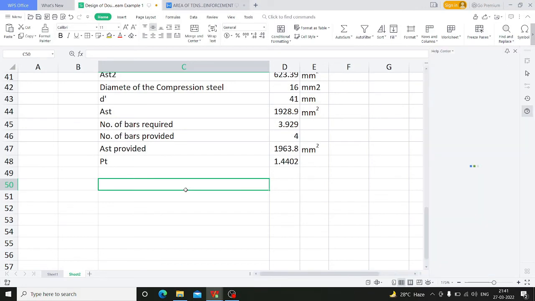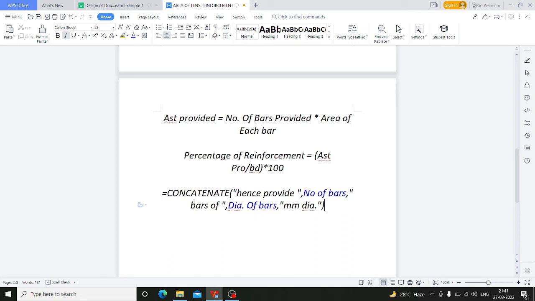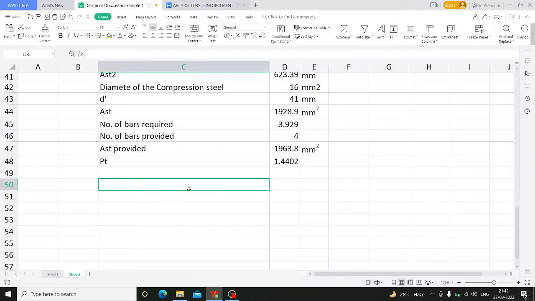After determining the tensile reinforcement, we have to write a statement indicating the number of bars and the diameter of the bar through the function of Excel. I will show you the formula. We have to use this concatenate function. Under this, you have to link the variables, and whatever the statement you want to write, you can write the statement under the double inverted comma. Here I have written hence provide is the statement that I want, and the number of bars is the variable that I have to link, and the diameter of bar is also the other variable that I have to link. You see how to do that.